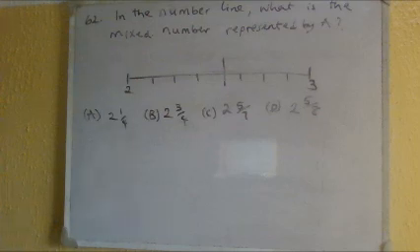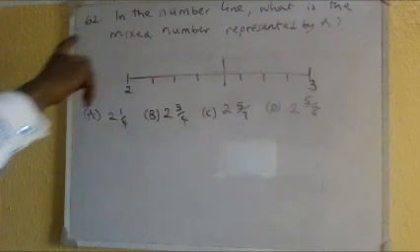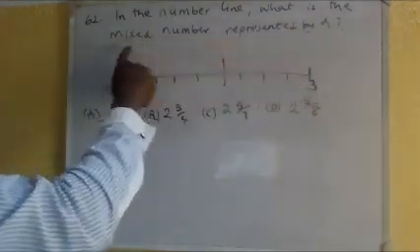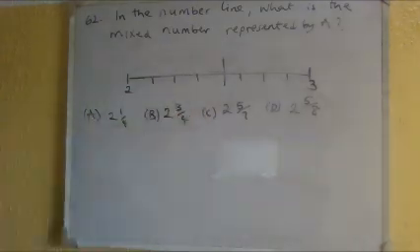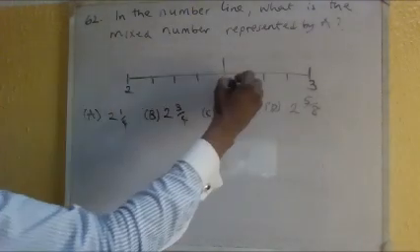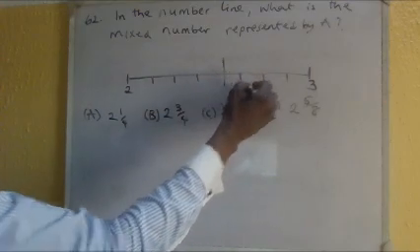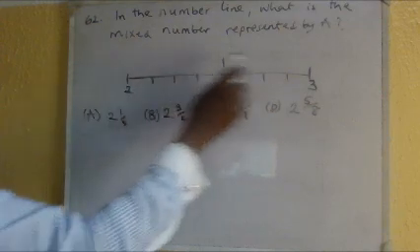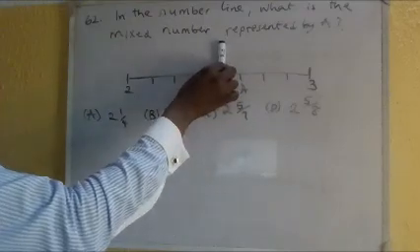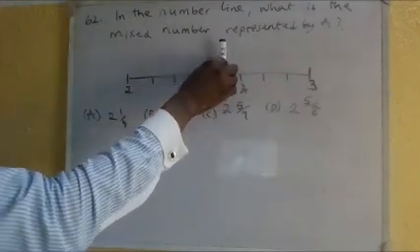So I have number 62 on the board. It says in the number line, what is the mixed number represented by A? Okay, this A here, this marker where A is. So they say we should get the representation. So if you look closely, this is 2 and 3. And this is supposed to be 2.5. 2.5 is 2 and 1 over 2.